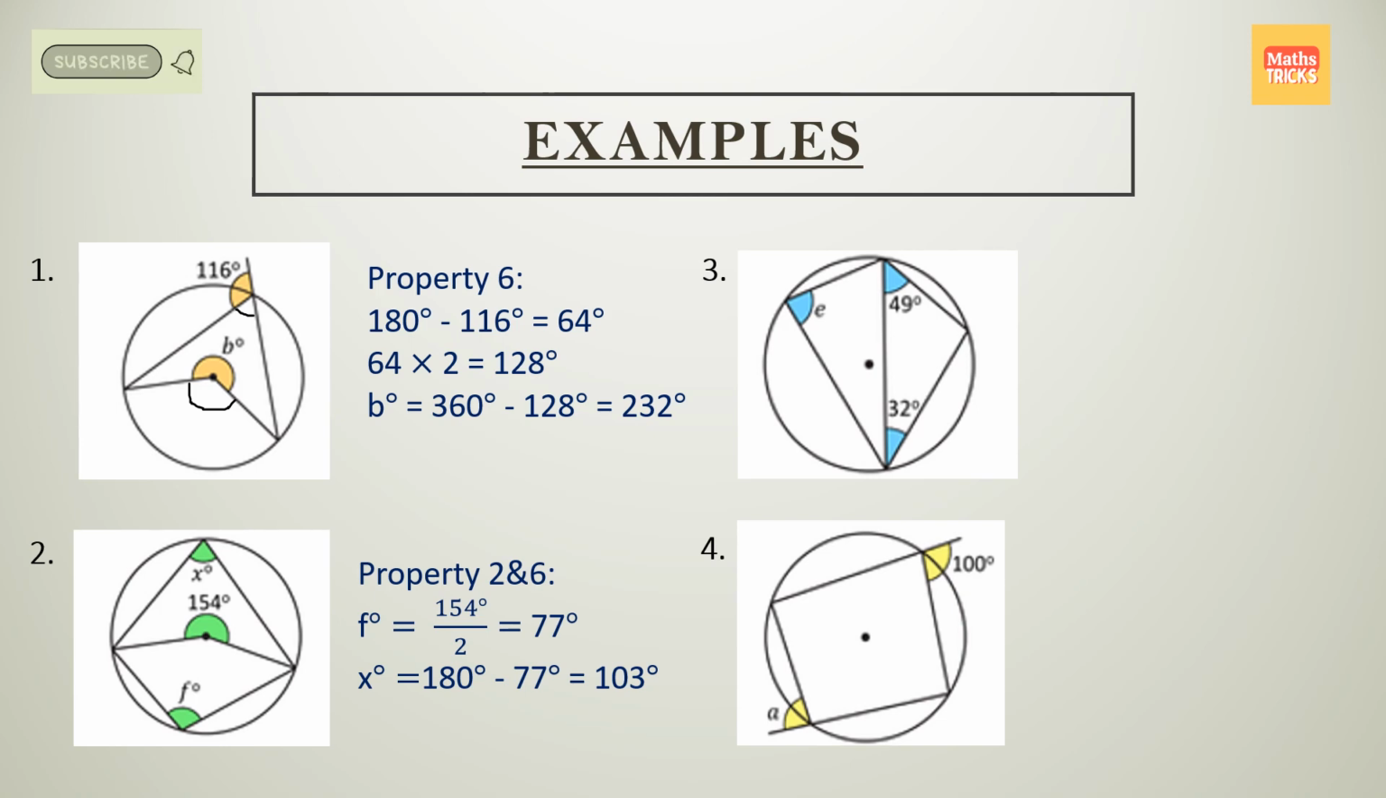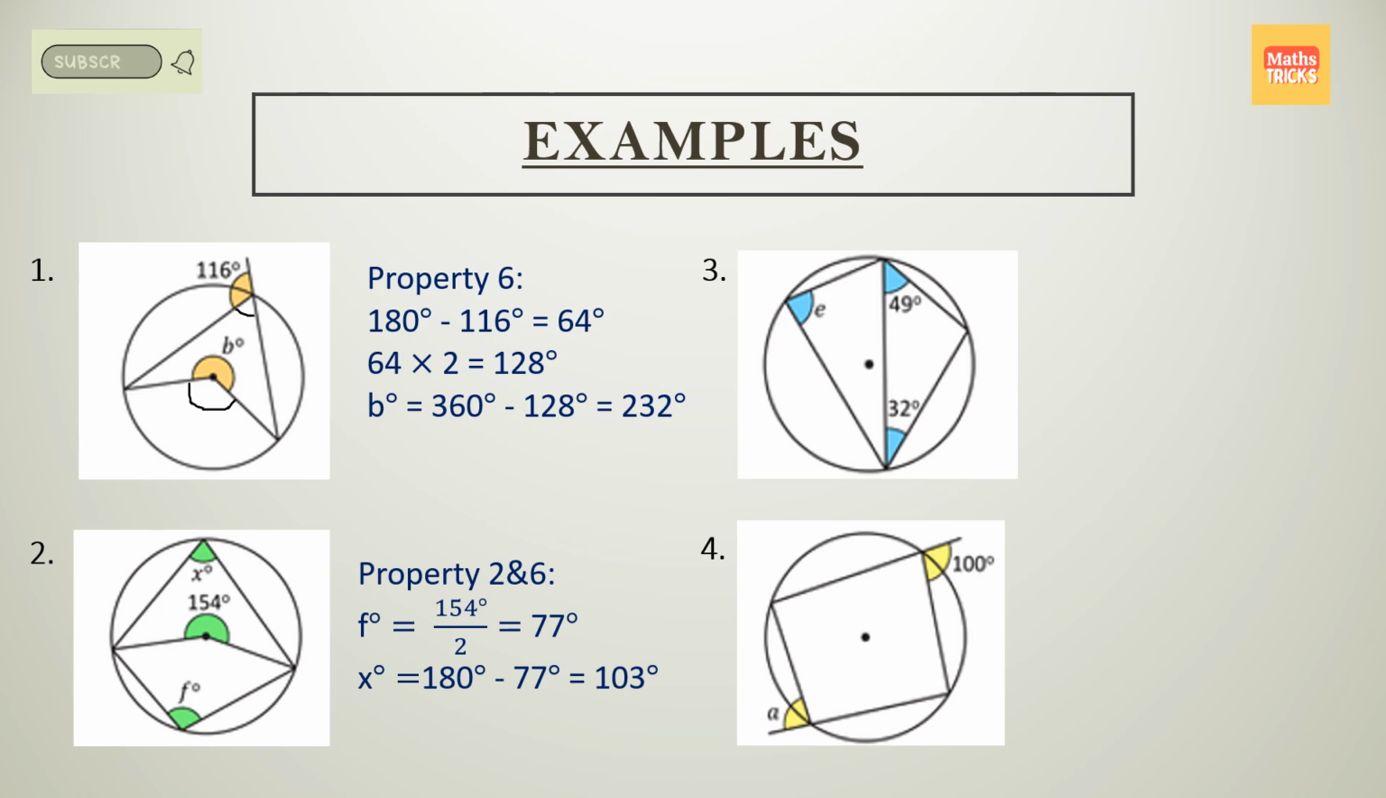As we can see, this is a cyclic quadrilateral, so F and X will sum up to 180 degrees. So F, which is 77 degrees, will be subtracted from 180 degrees, which will give us 103 degrees, which will be X. We can also figure out X by subtracting 154 from 360 to get the center angle and then dividing the center angle by 2 to get X. These two are correct, but the easiest way is this.